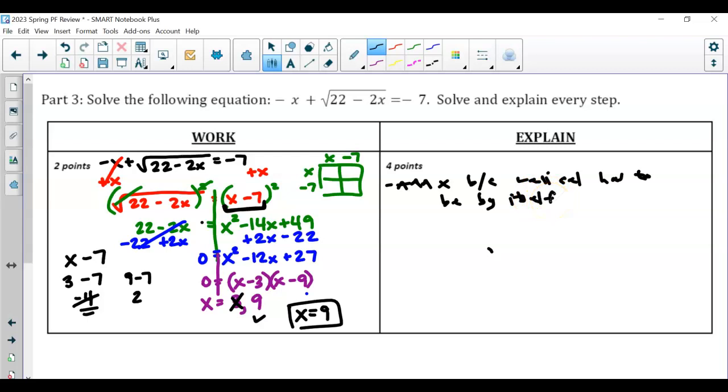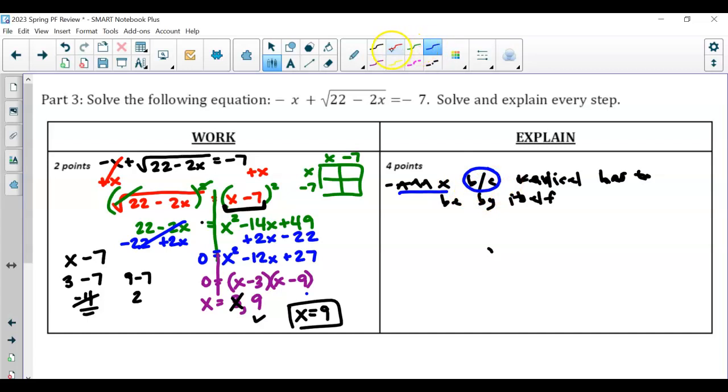Sorry, my pen is kind of wigging out here right now. But the radical has to be by itself. So again, don't just say add x. Why did you add x? Well, I added x because we had to isolate the radical or get the radical by itself. So just keep in mind whenever you're doing explanations, don't just say the one quick statement. You always want to put more than what you need. So in this case, you put the because.